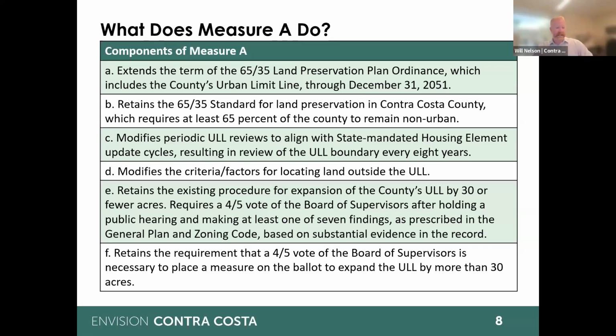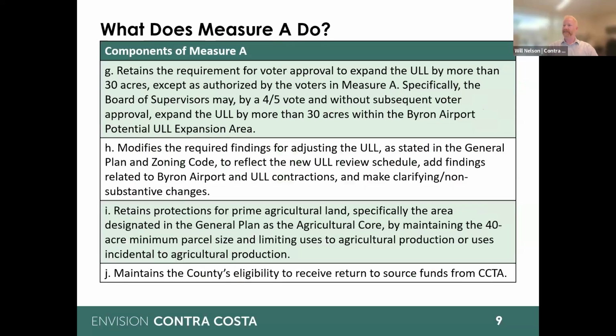It retains the process for moving the line. So as it stands, an adjustment or an expansion, I should say, of 30 acres or fewer can be approved by the Board of Supervisors by a 4/5 vote after making one of 7 very difficult to make findings. And an expansion exceeding 30 acres requires that process plus another ballot measure. So that's what E and F here are going over. We're retaining those processes. Also, G is part of that process.